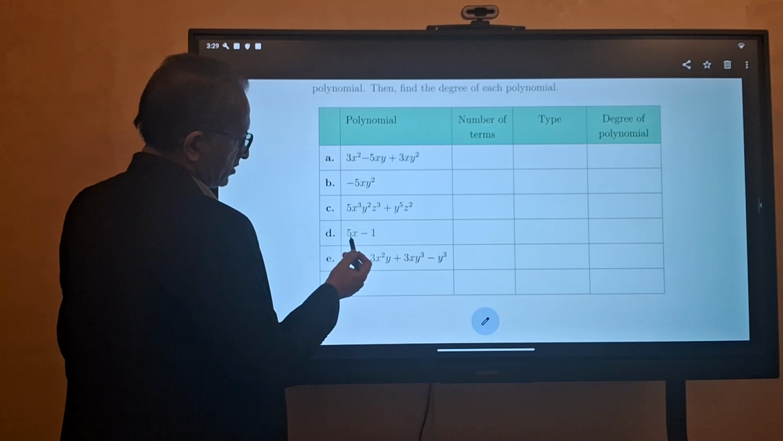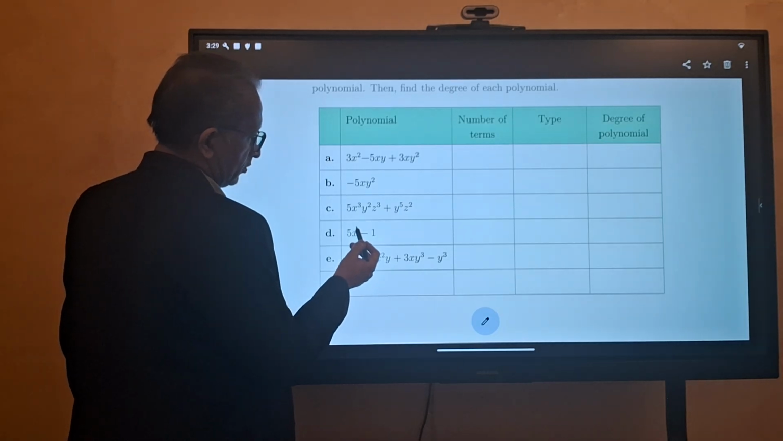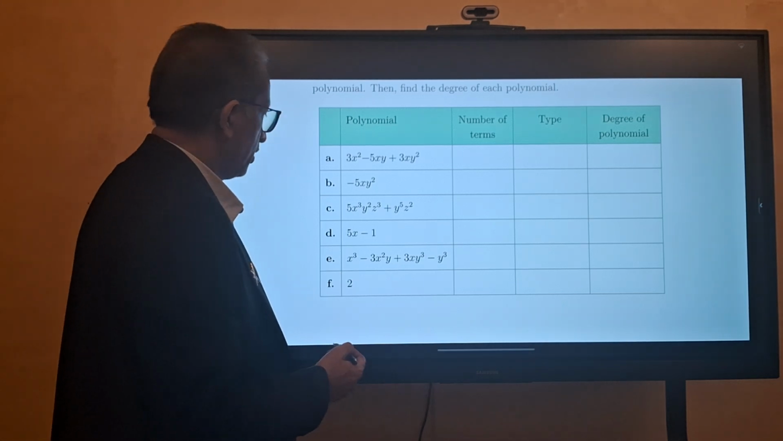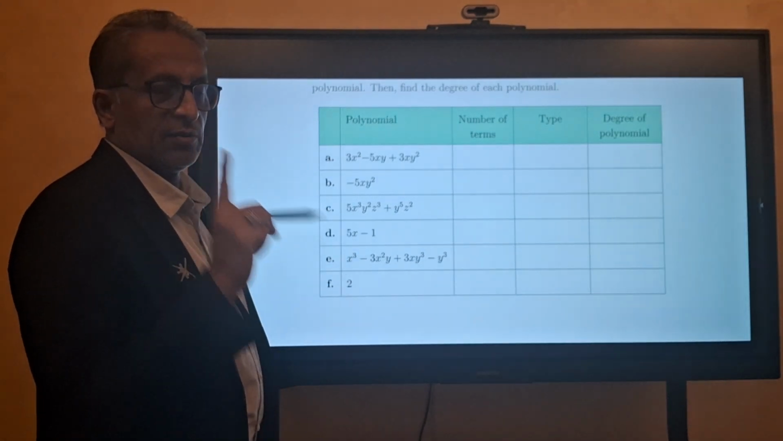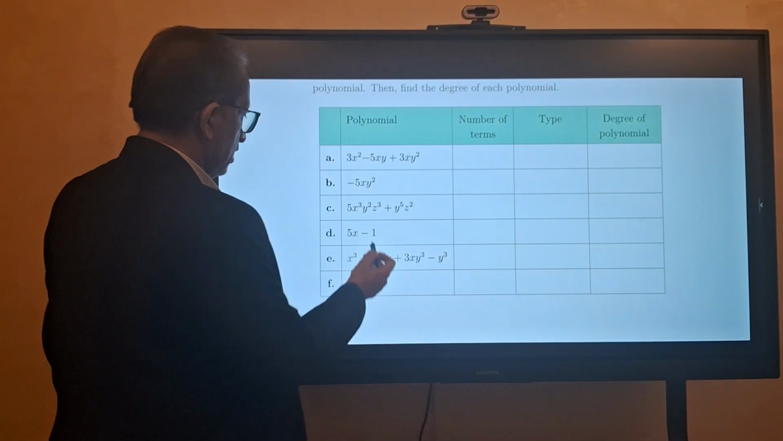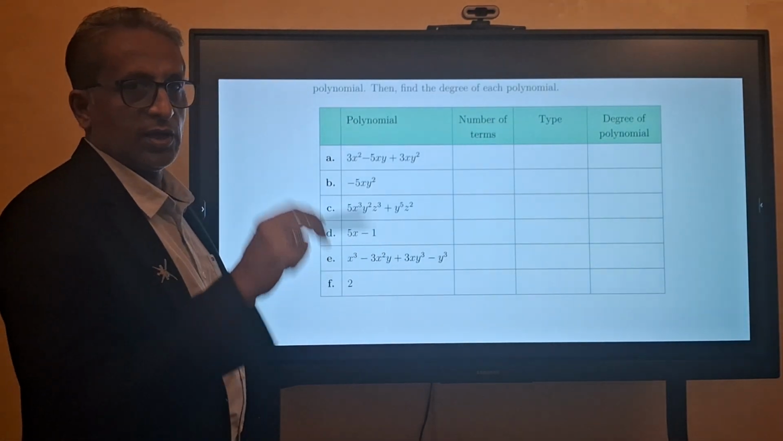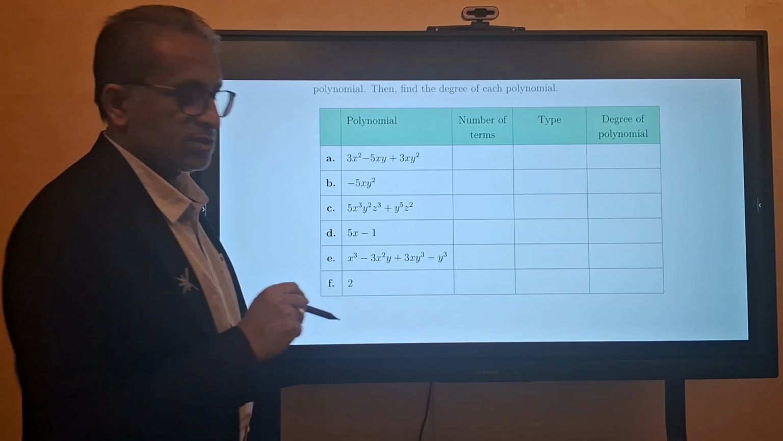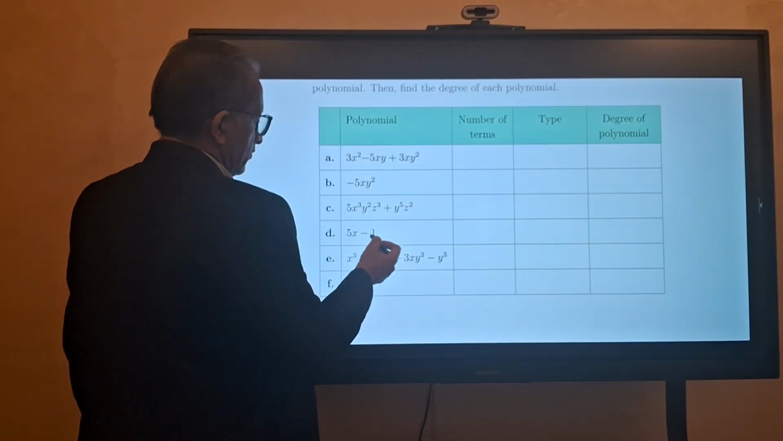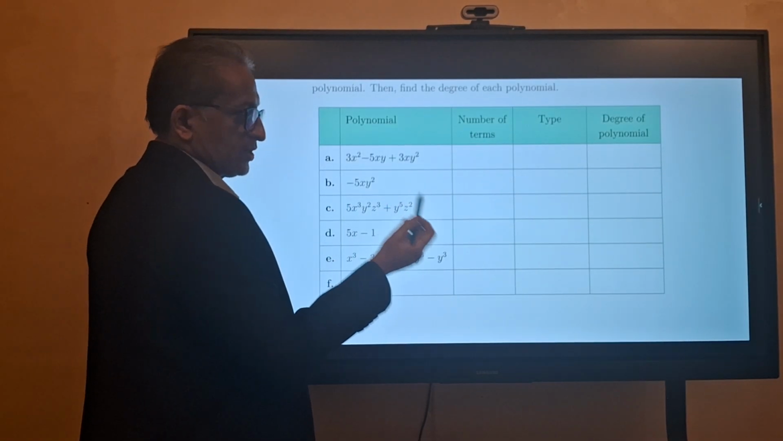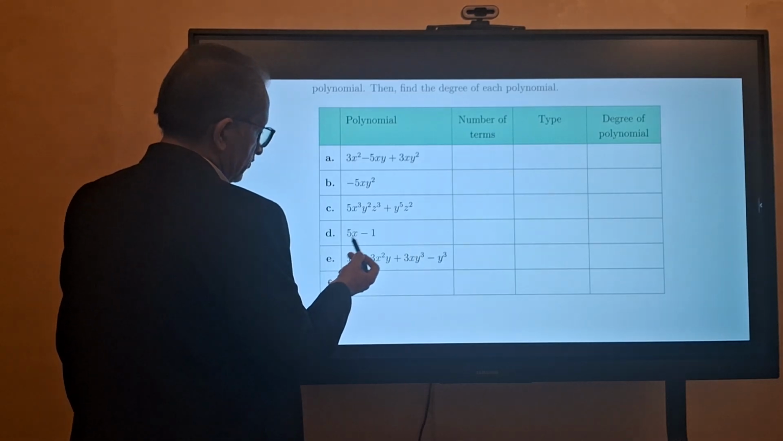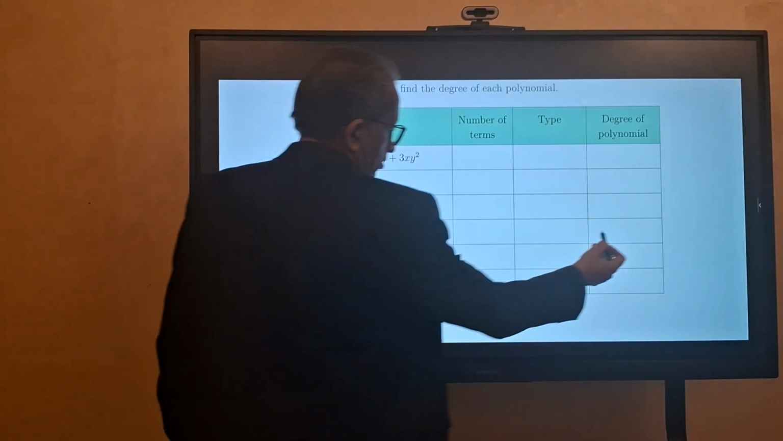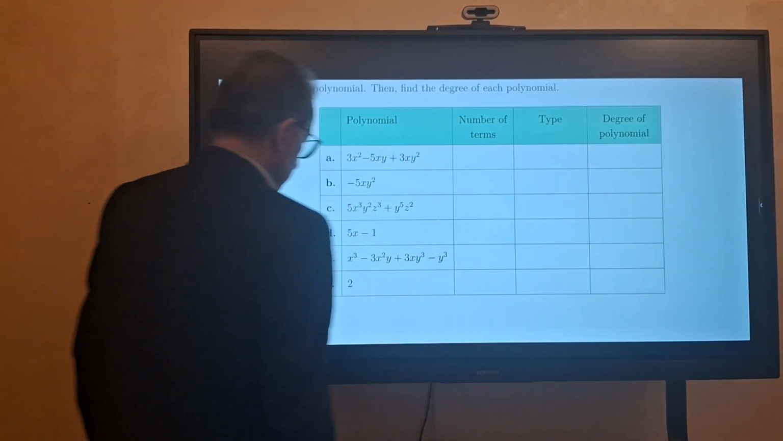This is a binomial, number of terms 2. What is the degree of x? That is only one variable, 1. So the degree of the first term is 1. What is the degree of the number here? The degree of a number is always 0, because I can write this 1 as x power 0, because x power 0 is 1. So the degree is 0. Therefore, the degree of any number is always 0. The degree of the first term is 1, the degree of the number is 0. The highest I will take, 1. So the degree of the polynomial is 1.